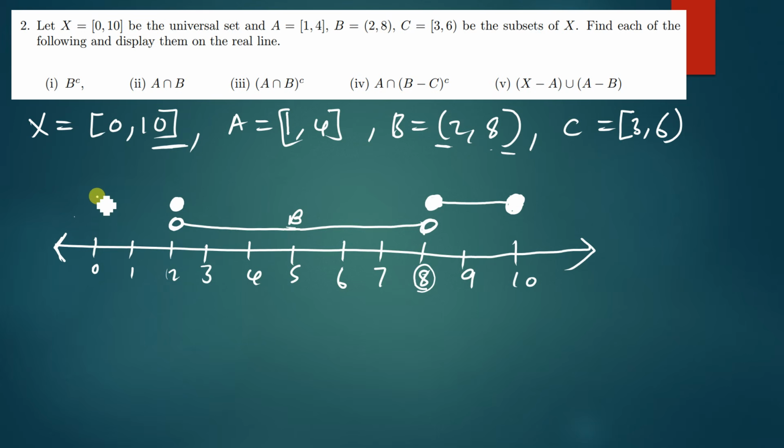And then we also shade at 0 because of the bracket that is there. So we shade at 0 there. Okay, so this is my B complement. I also have another B complement there. So the next thing that we need to do here is to write the answer.